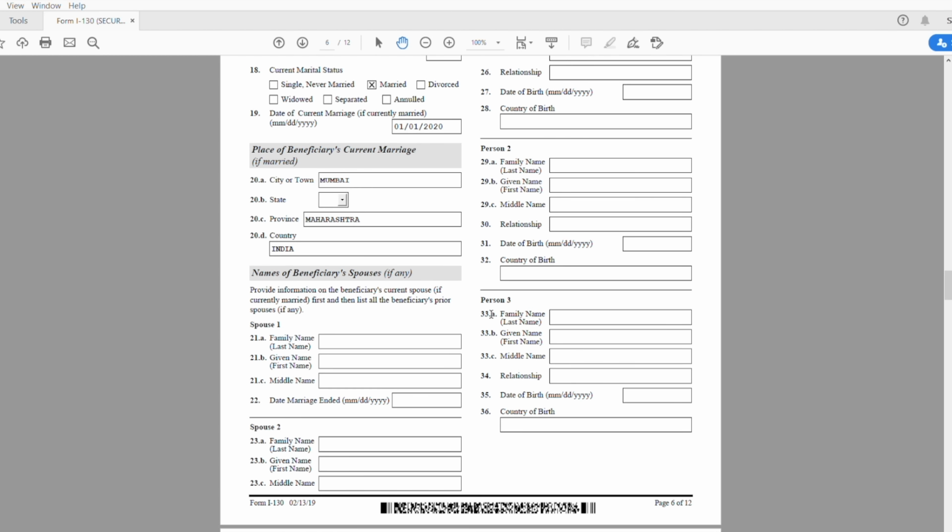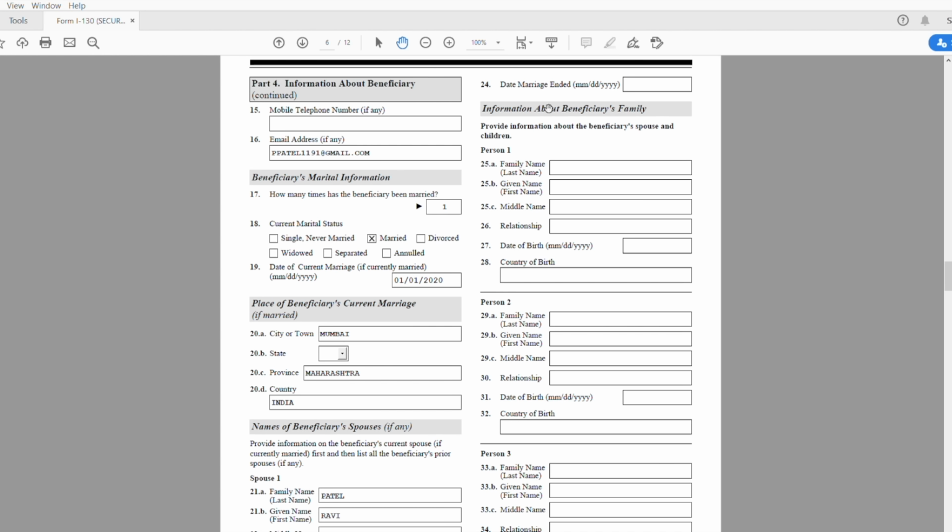Name of the beneficiary's spouses. Please provide information on the beneficiary's current spouse, if currently married, first, and then list all the beneficiary's prior spouses, if any. So here, Pooja's only been married once, so we'll go ahead and enter the petitioner's information. Here, the marriage is still ongoing, so 22 would not apply. If the beneficiary has been married more than once, you would indicate that in the spaces provided here.